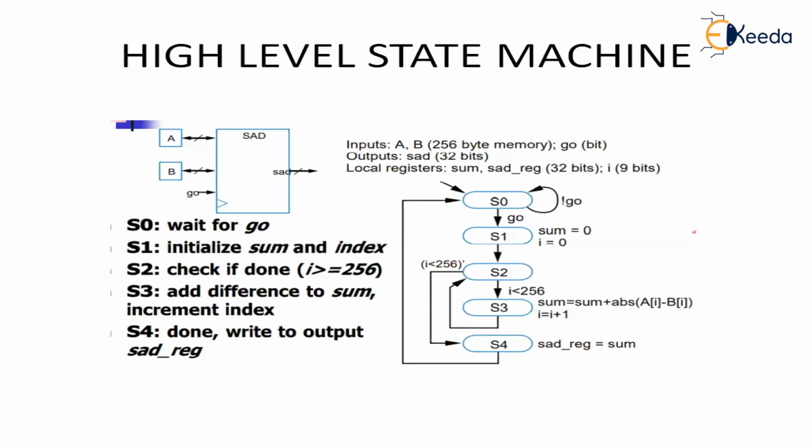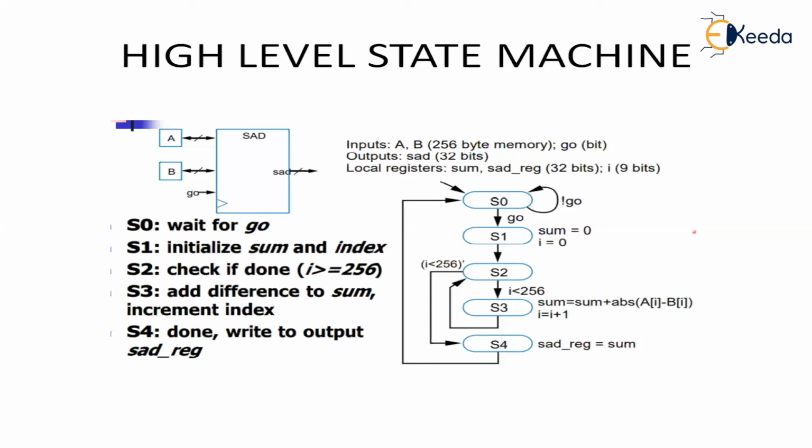So I is of 9 bits. And then what is this? First we shall move on into the high level state machine. We have declared the inputs and outputs and the local registers also.